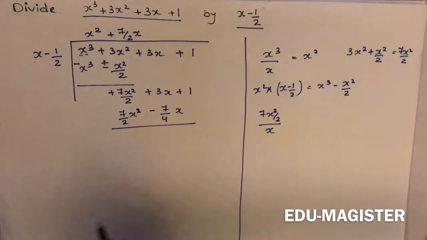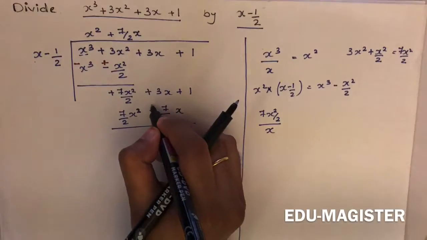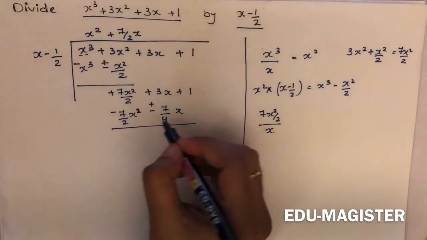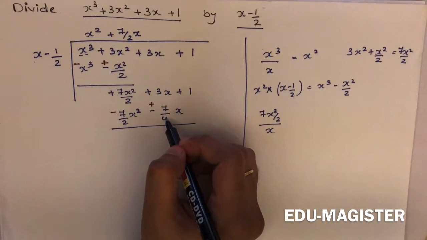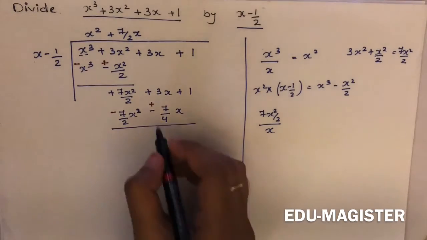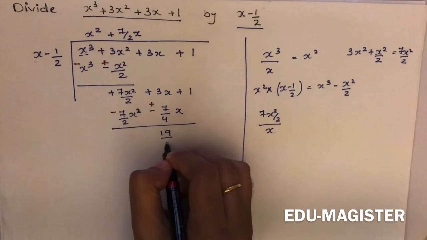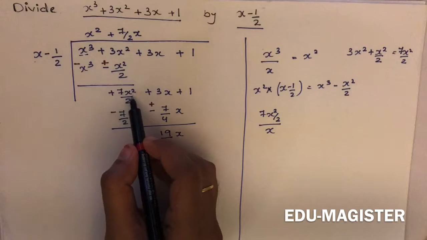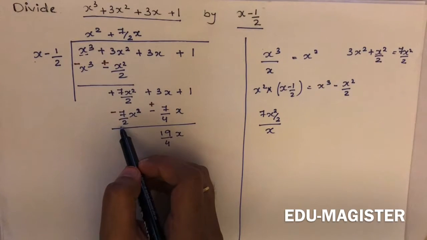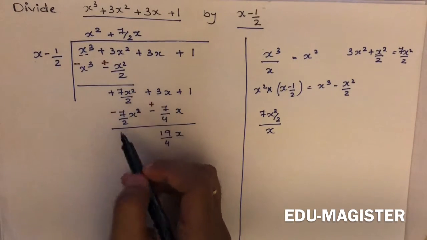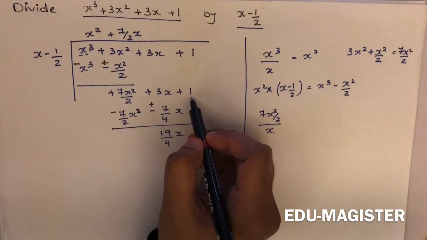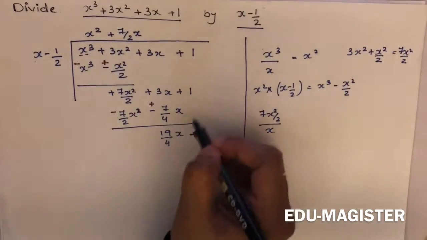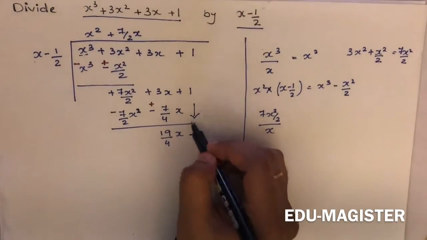Now we'll subtract. So let's change the signs first, like this. Now 3x plus 7 by 4 x is 19 by 4 x. Then 7x square by 2 minus 7x square by 2 is 0. It will get cancelled. Now we will bring down the 1 here, plus 1. So each time you need to bring down these terms.